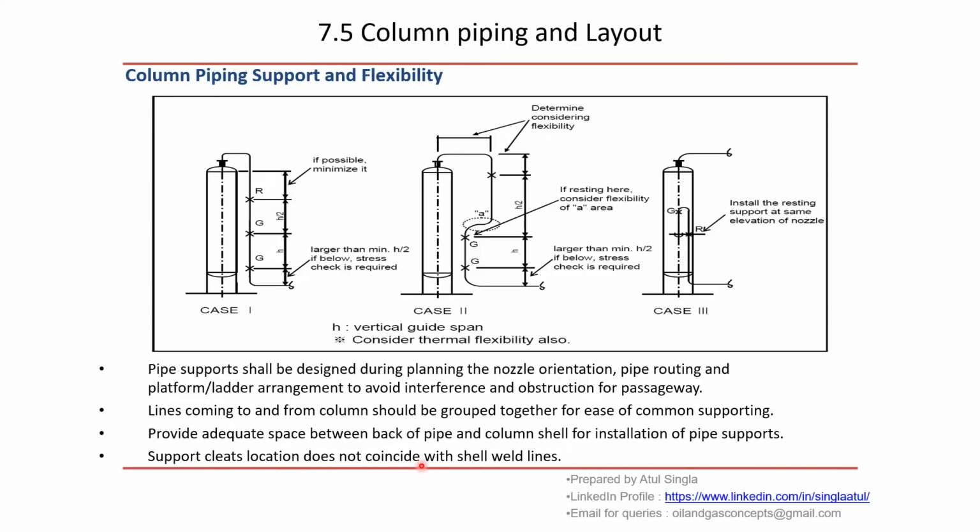Support clip locations should not coincide with the shell weld lines. Suppose we have finalized our support location here, and while making the shell arrangement the vendor says my weld lines are coming here. Sometimes we have to rearrange our supporting arrangement. All these things will be finalized when the vendor confirms. That's why we have to prepare this information in advance while doing the nozzle orientation and pass it to the vendor. Once the vendor confirms these are not coinciding with the weld lines, only then is that layout frozen.